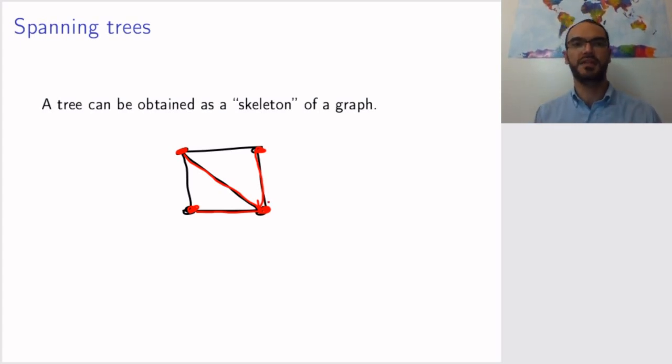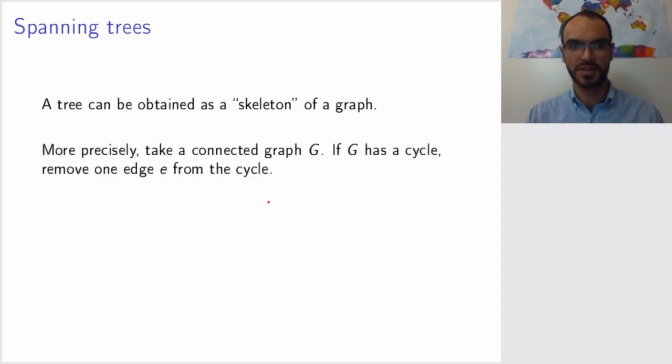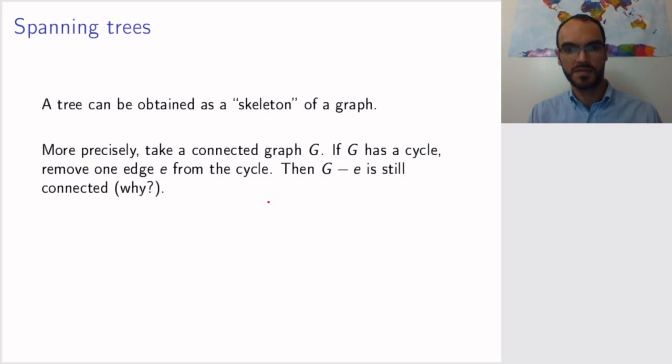So let's see how this is done in general and formally. If you start with a connected graph, and the graph is already a tree, then you're done. It has nothing superfluous. But if your graph is not a tree, since it's connected, the way it can fail to be a tree is by having cycles. So if your graph has a cycle, remove one edge from the cycle you see first. The remaining graph is still connected. Pause and think why that is the case.